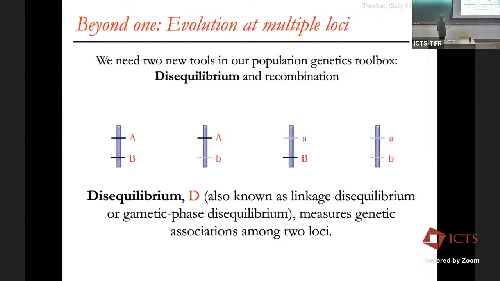Disequilibrium between 2 loci is also known as linkage disequilibrium or gametic phase disequilibrium, because it's about the alleles carried in the gamete. Some people use LD, but I'm going to use D for that association when we're talking about gametes sampled from within a population.